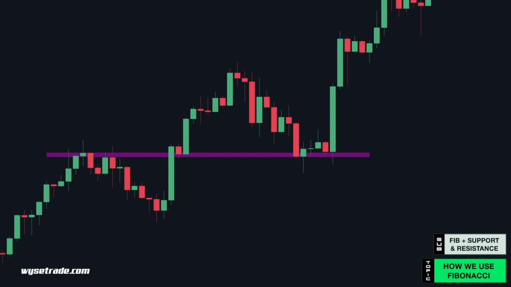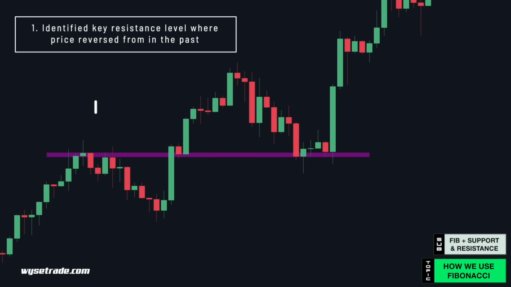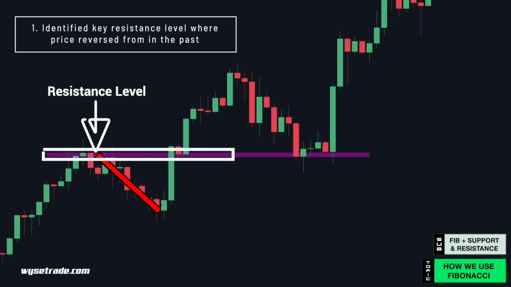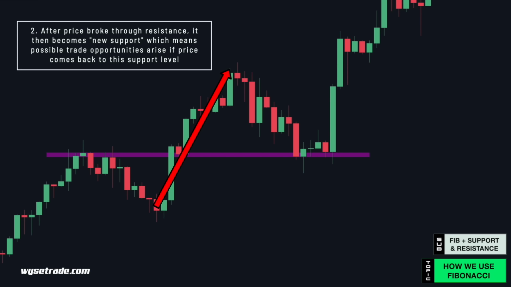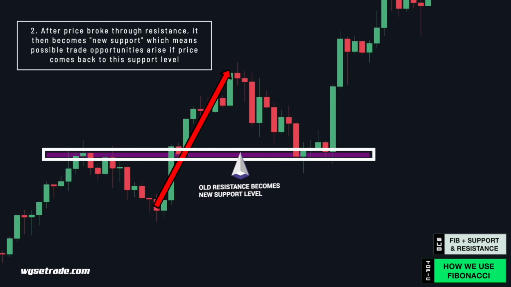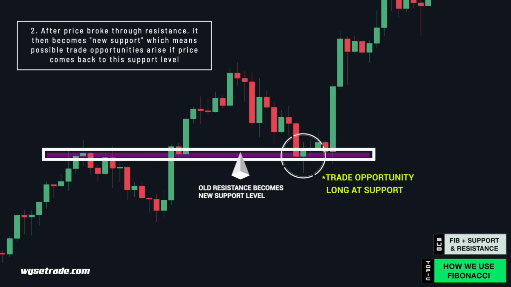So let's do this right on the charts, but from our perspective at every step. You had your key level of resistance here, so you would have had it drawn in and extended out in case price reacted to it again in the future. After price broke out, this key resistance level then becomes new support, which means if price approaches this level, there are possible trade opportunities long.